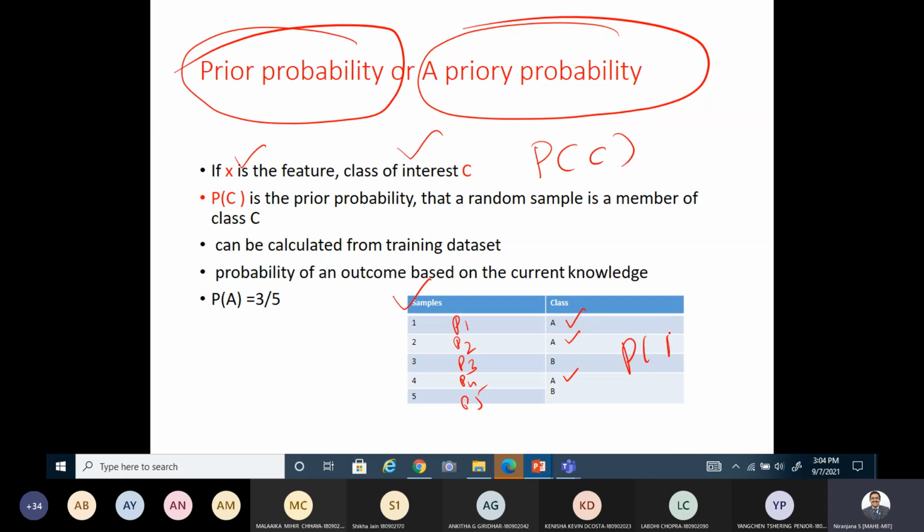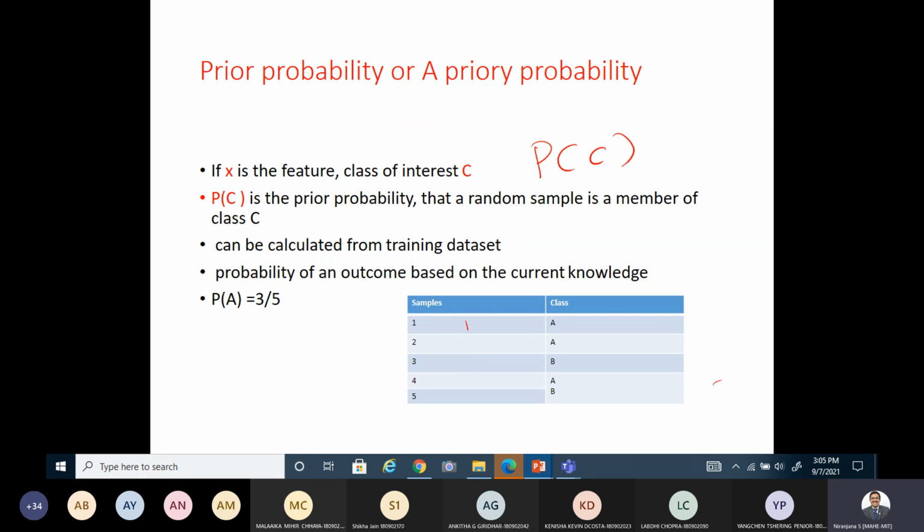If I ask P of B, that also you can do, right? How much is it? 2 by 5, sir. Correct. And you know that the probability of A plus the probability of B will be equal to 1. These are well-known probability theory you studied. But this probability we call here the prior probability. Make sure in this domain we refer to it as prior probability.